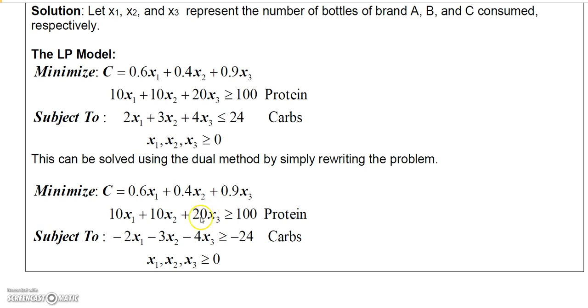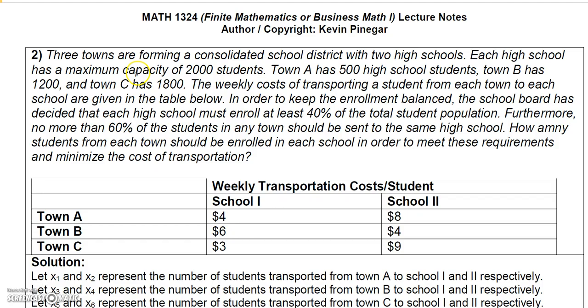Now there are going to be some other problems that we see that we can't write in standard form, so we're going to have to have another method to solve them. This problem could be solved using the dual method, but some other problems we wouldn't be able to solve using the dual method. This next example is a practical problem where 3 towns are forming a consolidated school district with 2 high schools.